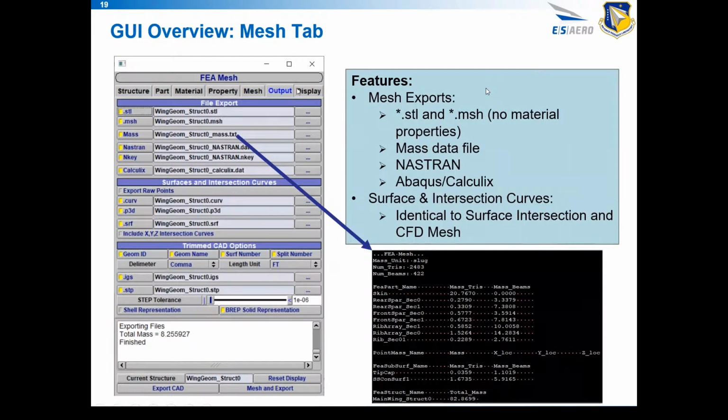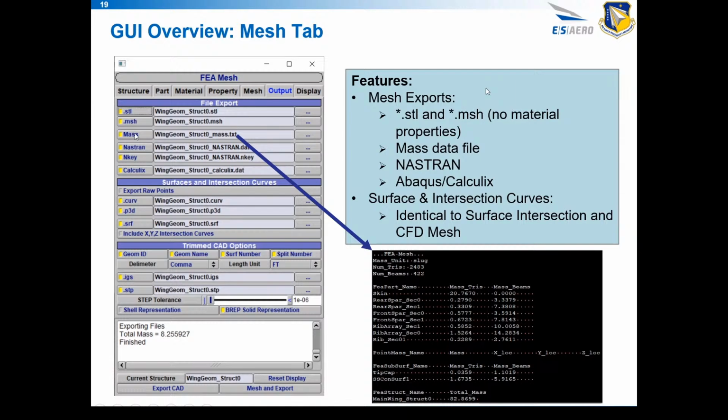On the output tab, we have a whole list of different output files. At the top, those are the ones that are specific to the mesh. So we have STL mesh, which is for like Gmesh. Those don't contain the material or property information, but they are mesh files.